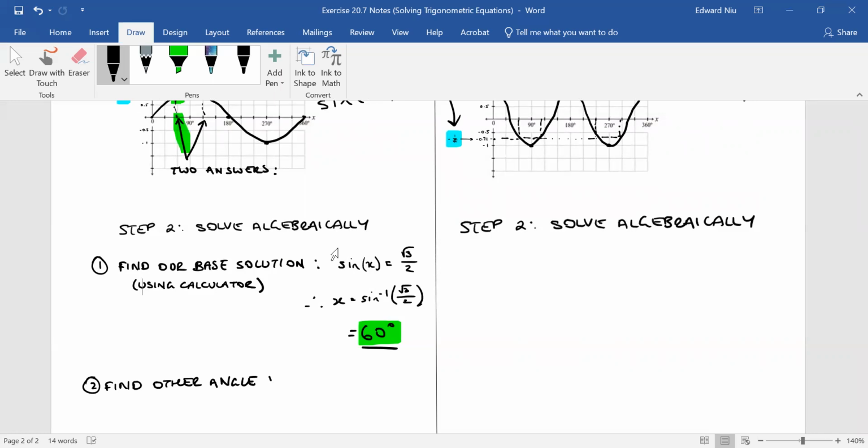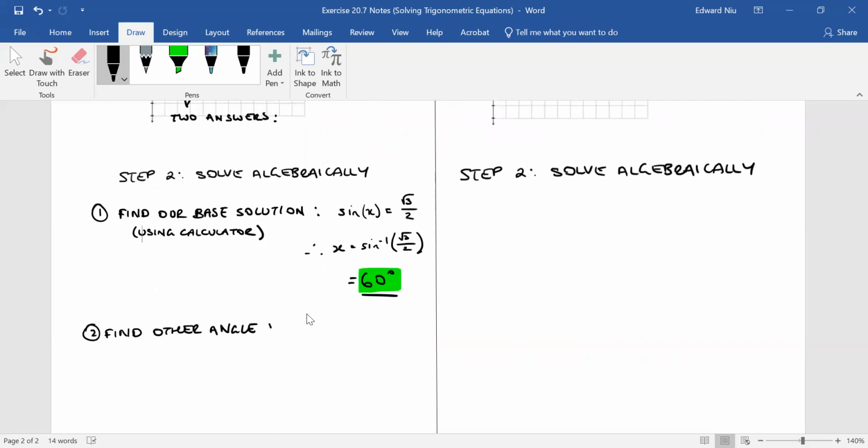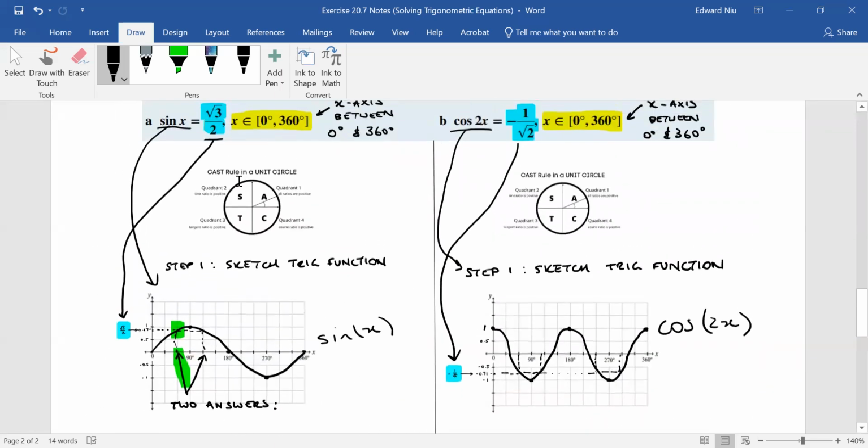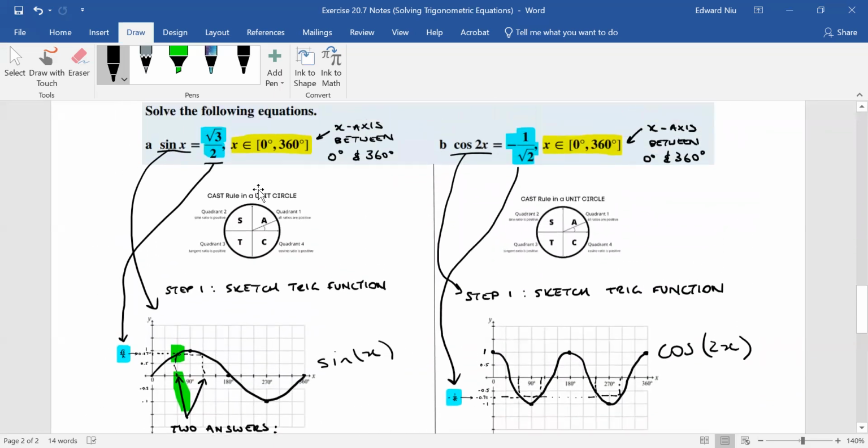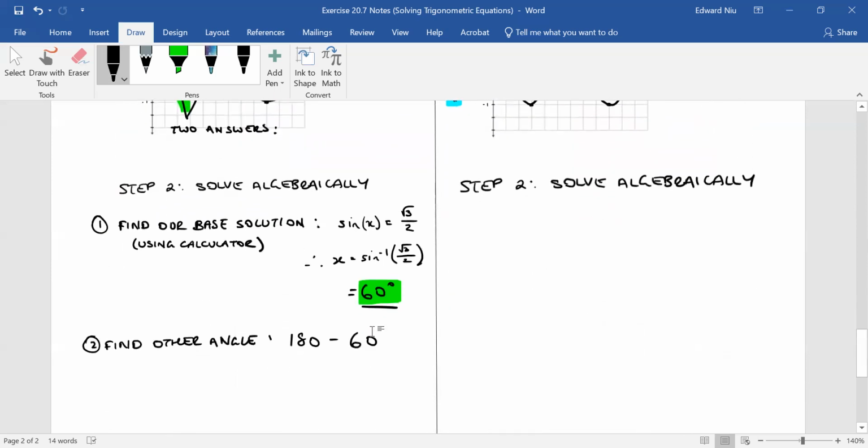This is going to be a situation where we always take 180 minus 60. Now, why is it 180? Why is it 60? Well, if we go back to our CAST rule, what we have here is a positive √3 on 2. So it's saying sine x equals a positive √3 on 2. Which quadrants is sine positive? Well, we know quadrant 1 is sine positive, and we got ourselves the answer of 60 degrees.